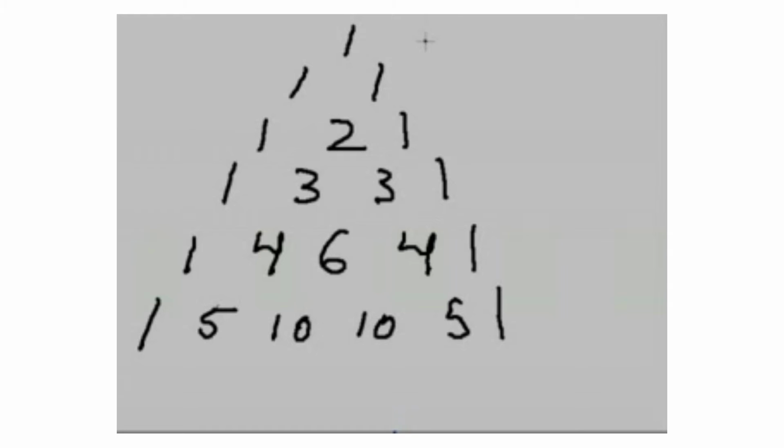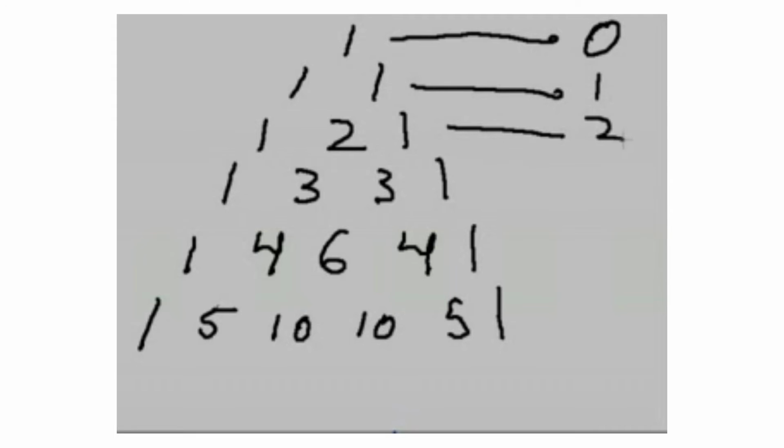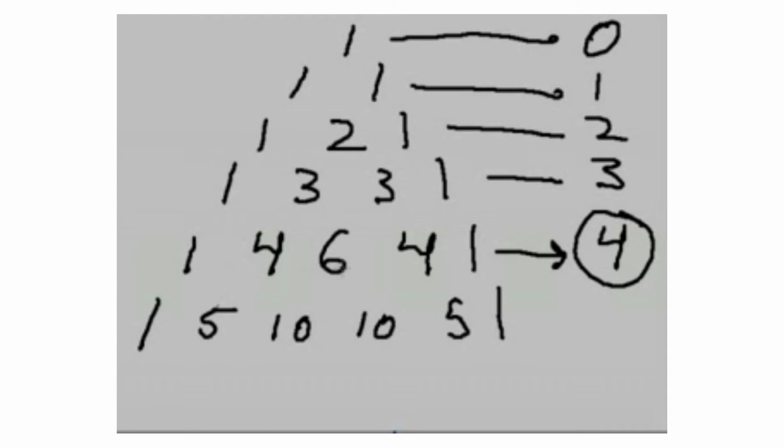This guy over here is the 0th row. That's for anything you raise to the power of 0. This is for anything you raise to the power of 1. This is for anything you raise to the power of 2. This is for anything you raise to the power of 3. And this is for anything you raise to the power of 4. That's our boy. 1, 4, 6, 4, 1. Otherwise known as 1, 4, 4, 1 with a 6 in the middle. Here's our guy.